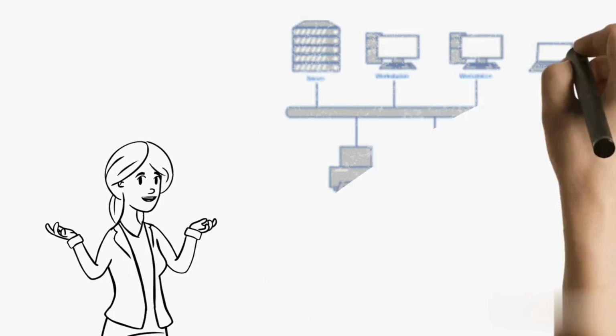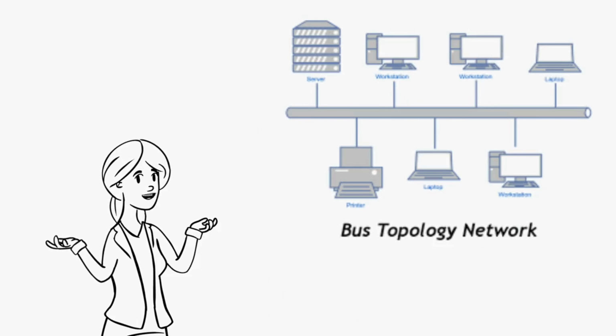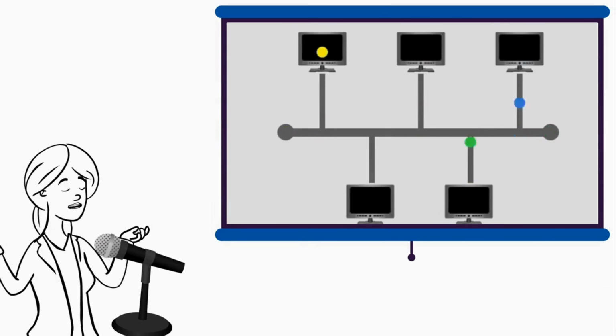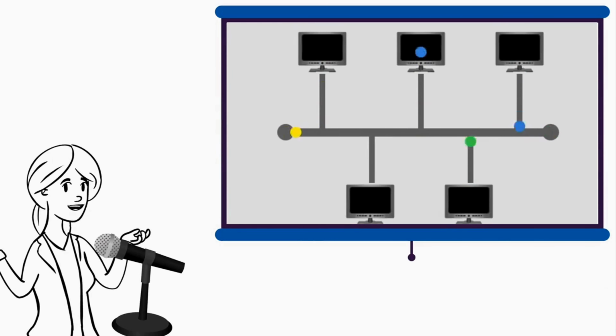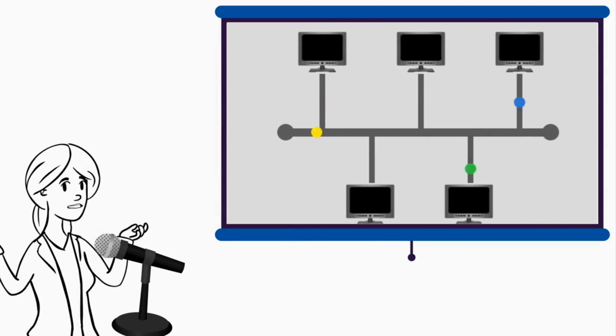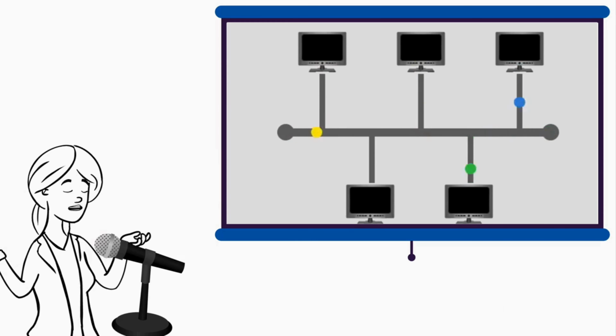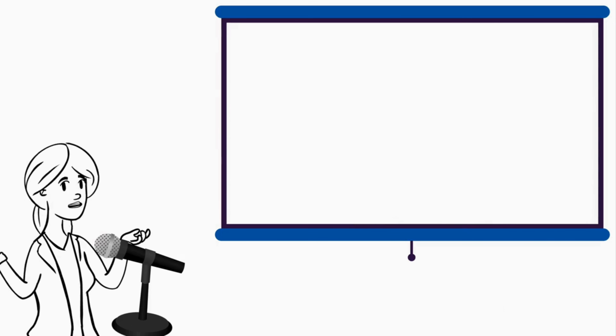What is bus topology? In a bus topology, all devices are connected to a single central cable known as the bus or backbone. Bus topology is simple and cost-effective, ideal for small networks or temporary setups. However, it's not suitable for large networks because if the central cable fails, the whole network goes down.